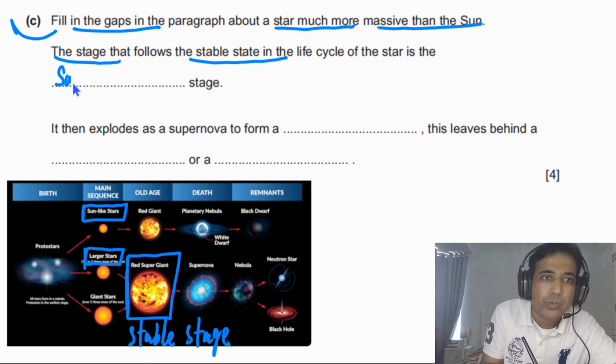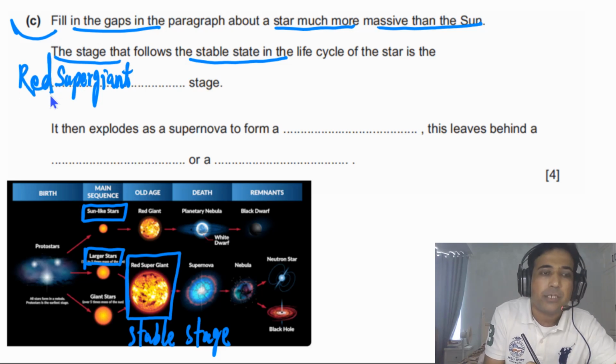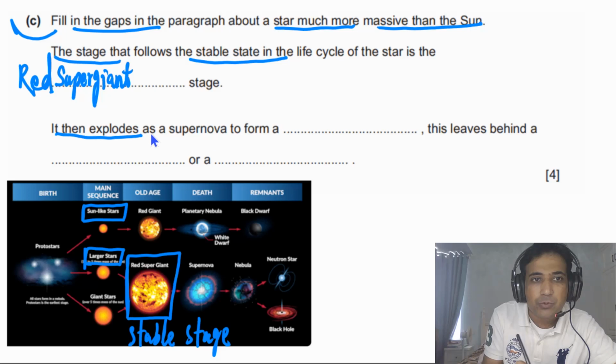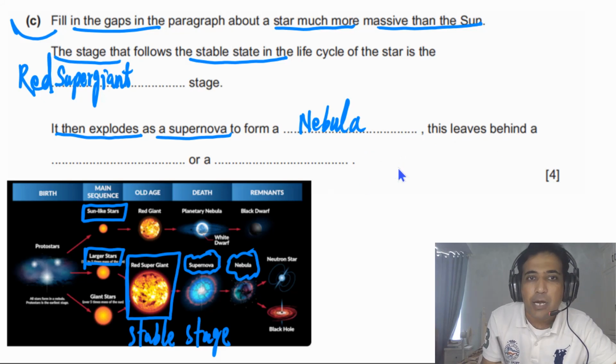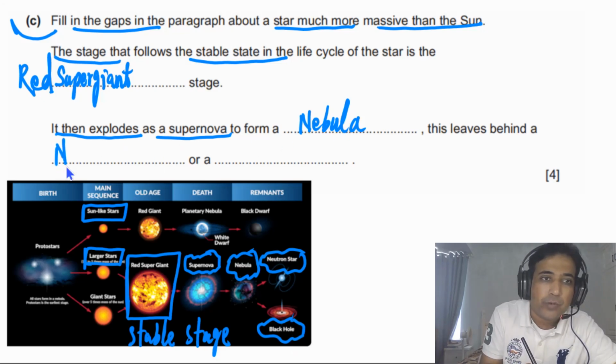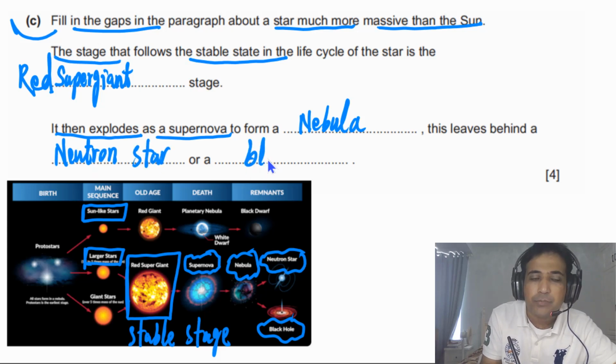So simply you need to write down supergiant, red supergiant. So you can say this is the red supergiant stage. Then it is given to us it explodes as a supernova to form. So it explodes as a supernova and it forms a nebula. So the next stage is nebula, after the explosion. And after the nebula, this leaves behind a neutron star or black hole. It depends on the mass of the nebula. So we can write down here, we have a neutron star, or there will be a black hole. It depends on the remaining mass. So this is a black hole.